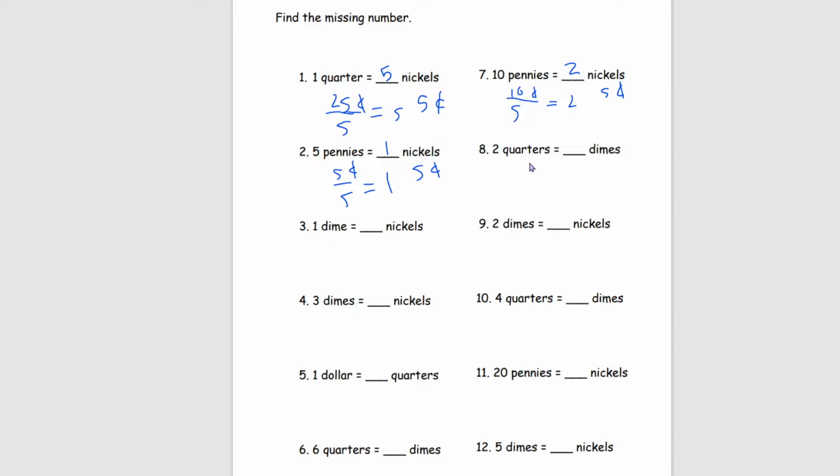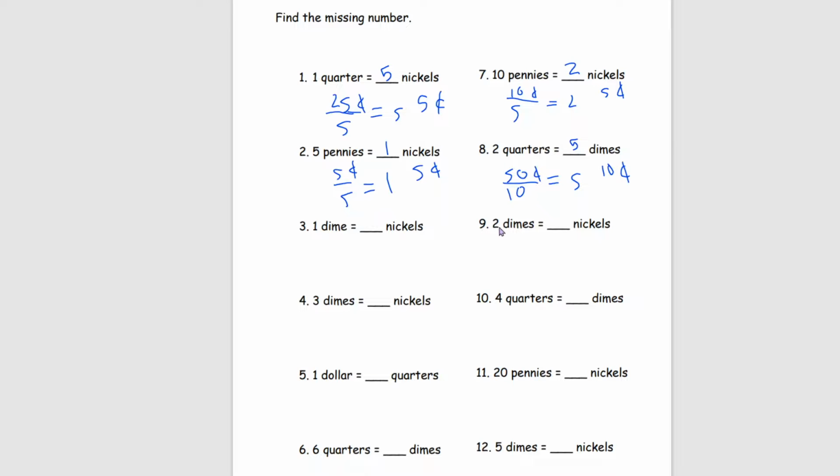For number 8, we have 2 quarters, which is 50 cents, and we have blank dimes, and each dime is 10 cents. So what we know, we just divide by 10, get 5. 5 dimes are equal to 2 quarters.